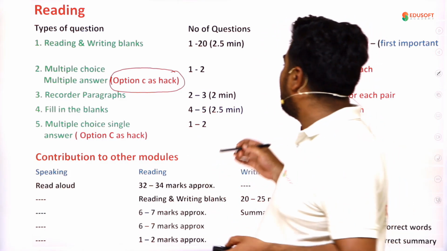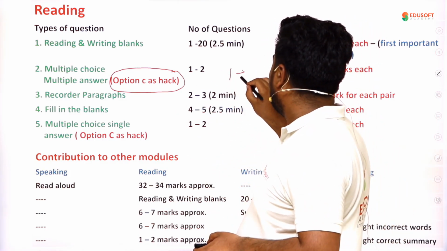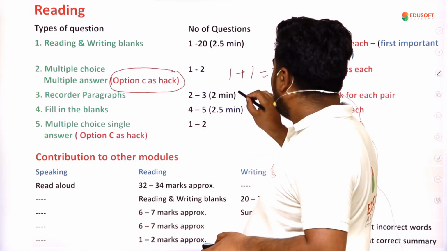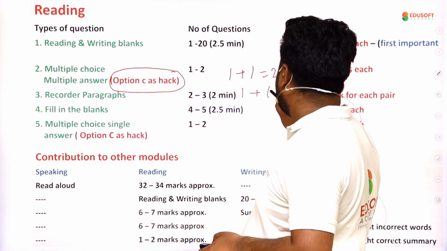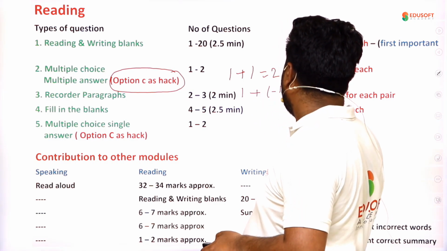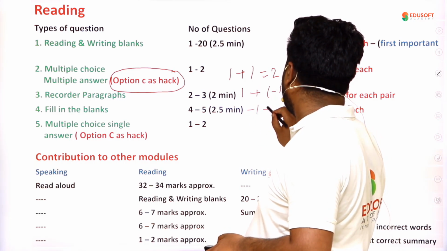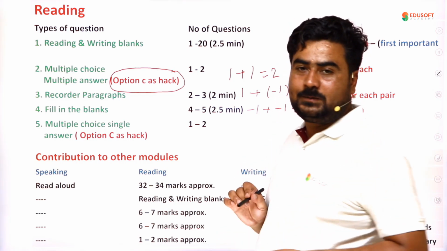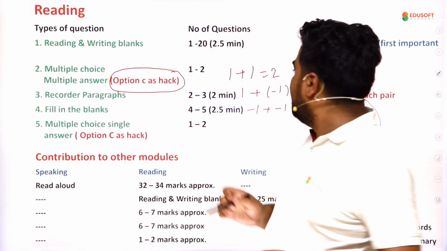How does that negative marking go? 1 correct answer, 1 mark. The next correct answer, you will get 2 marks. 1 correct and the next incorrect, you will get 0 marks. Both incorrect, also 0 marks. So this is how multiple choice, multiple answer goes.